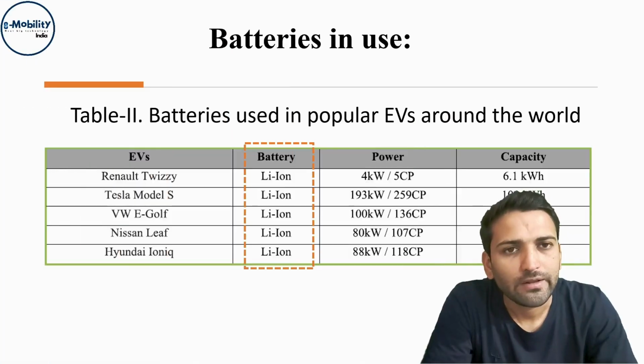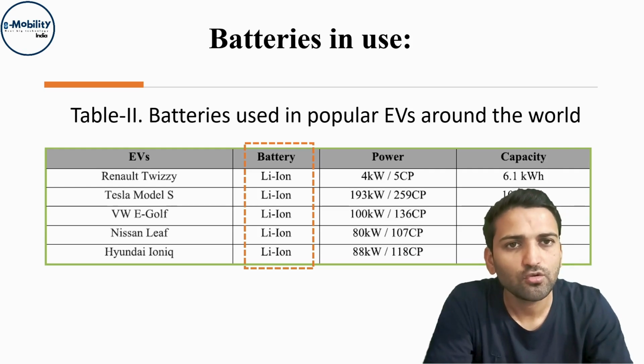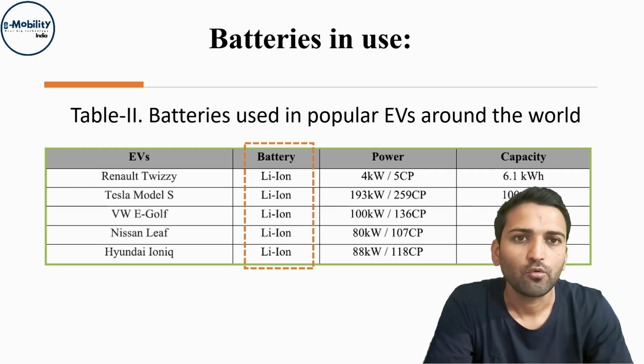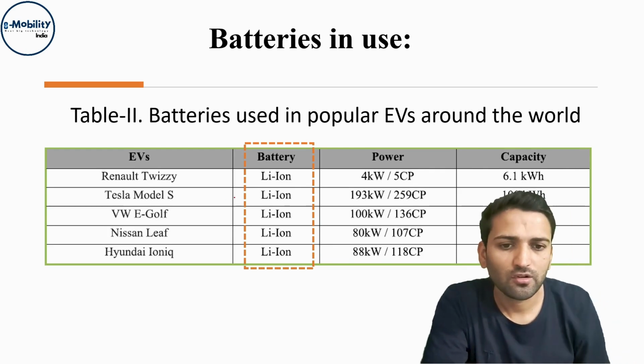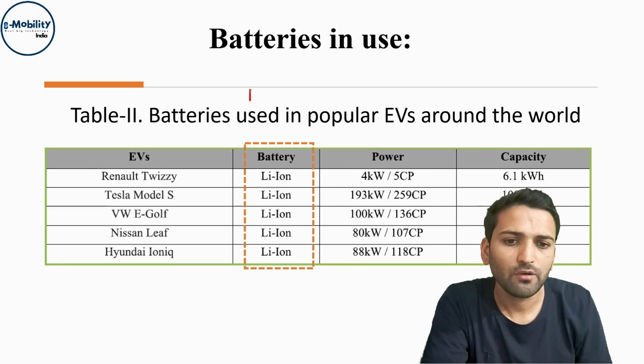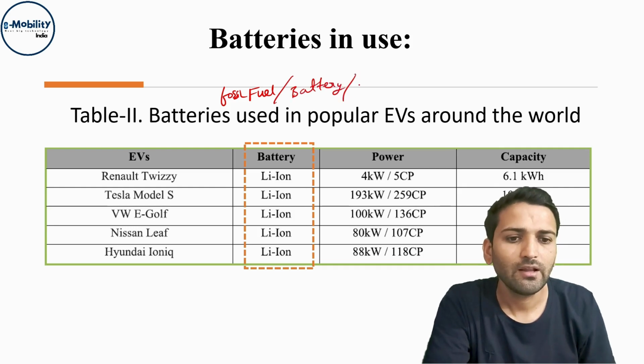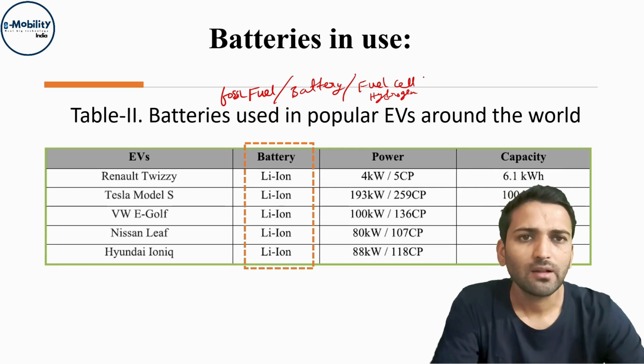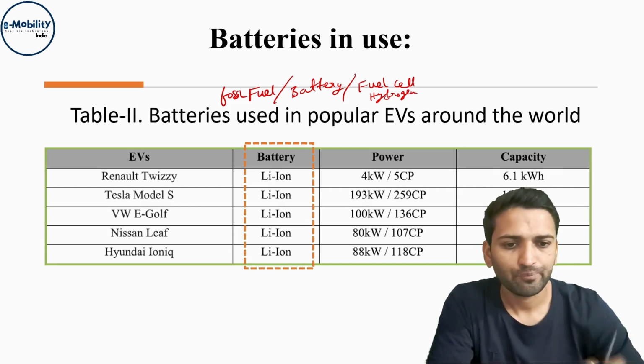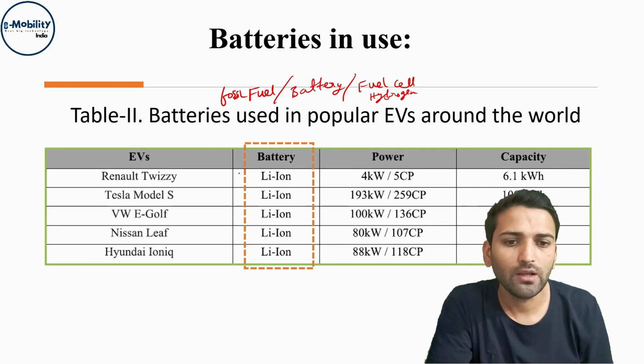Now we have learned what the energy storage systems used for running a vehicle are. So we zeroed down to the three main types of energy storage. First was our fuel, which was our fossil fuel. Second was batteries or any kind of electrochemical storage system. And third is fuel cells, which is basically hydrogen based vehicles. So these are the three categories we have broadly defined. Now we'll be focusing only on batteries.